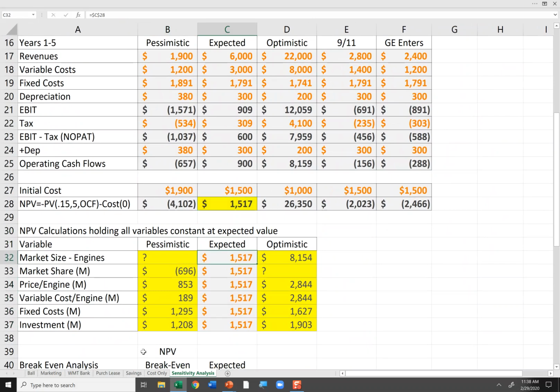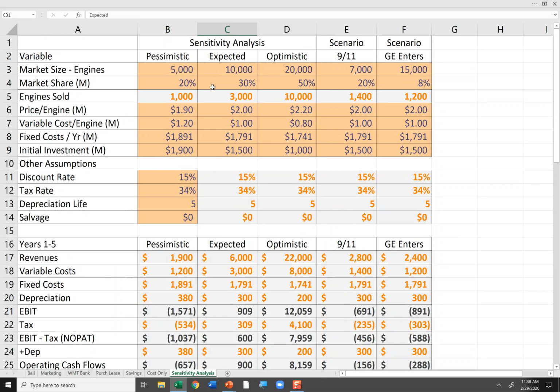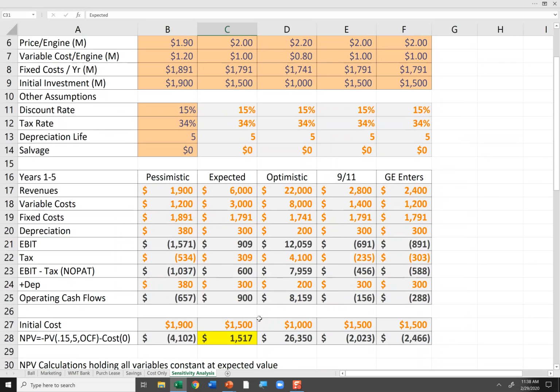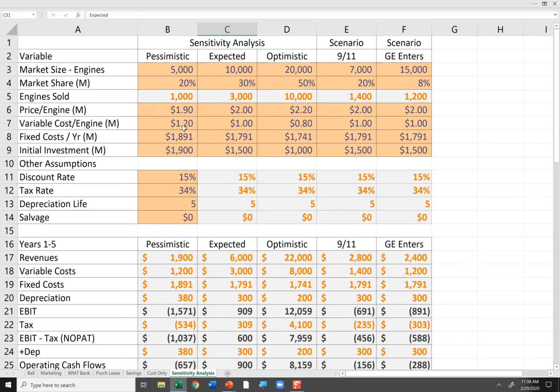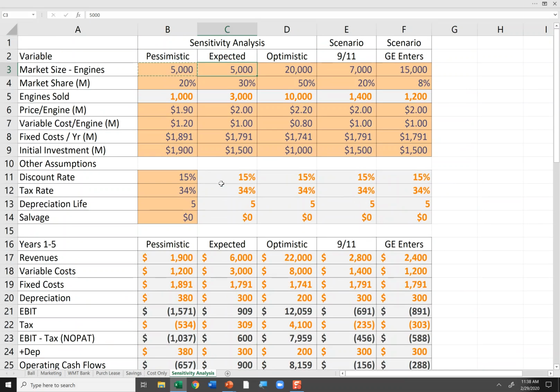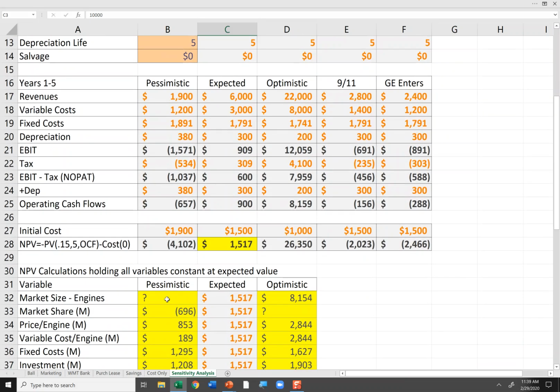However, what if everything happens as expected, but I get a pessimistic market size? In other words, here's my NPV of 1517. What if only I got a pessimistic market size? Well, that NPV is negative 1802. I'm going to undo that, and I'll just type in here negative 1802. So that would be a scenario where everything's expected except the market size.